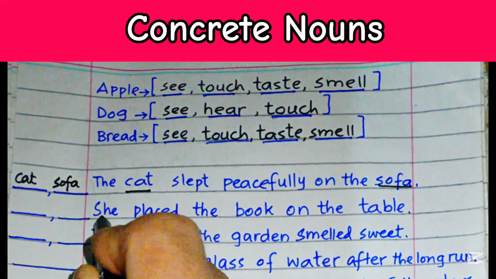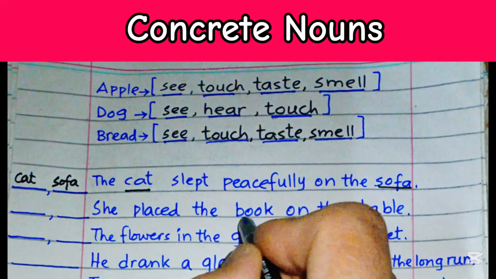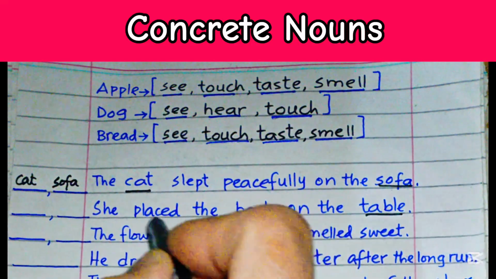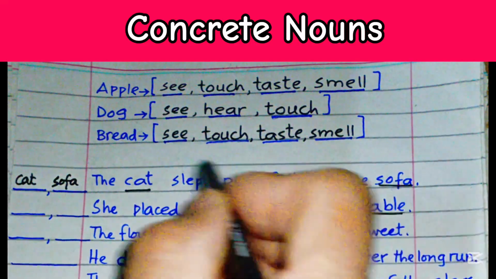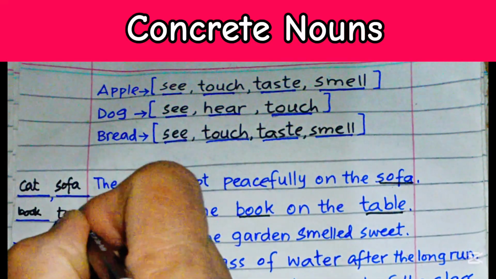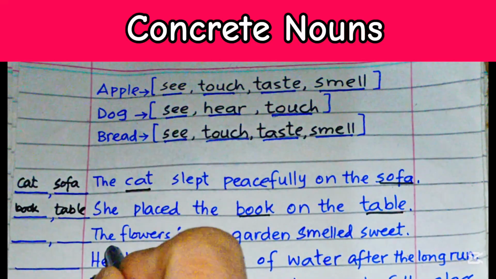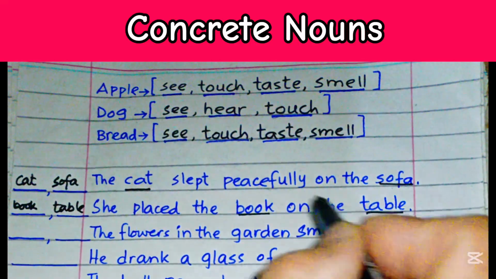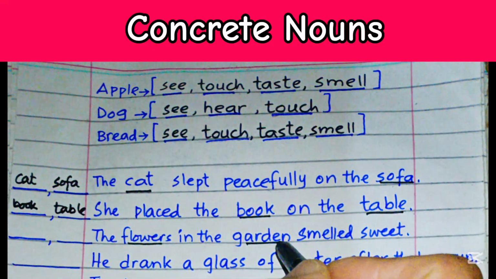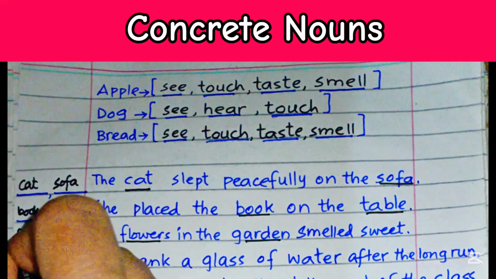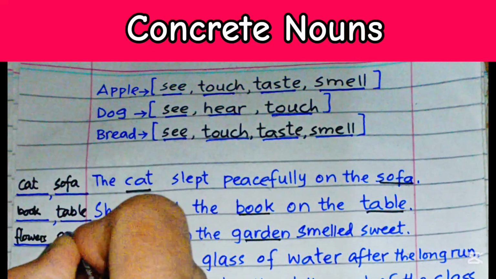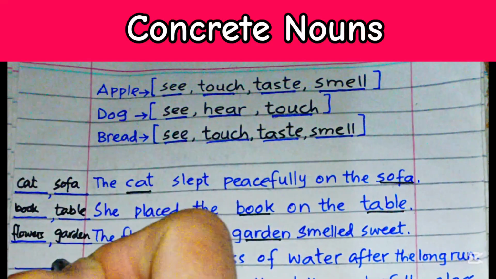This sentence, she placed the book on the table, has two nouns, and they are book and table. Both of them are the best examples of concrete nouns. The flower in the garden smelled sweet. So over here, flower and garden are the nouns which are also called concrete nouns, and we can write them here quite easily.